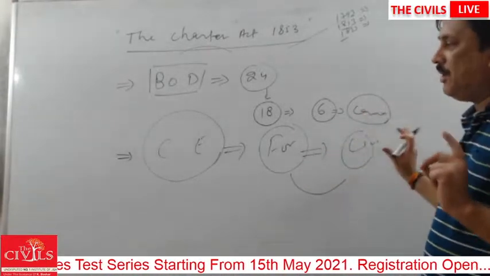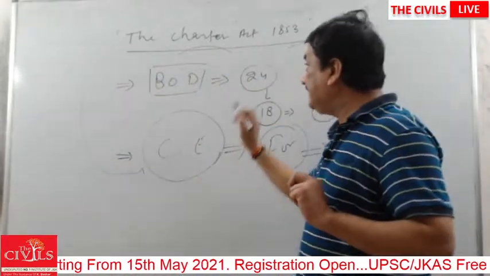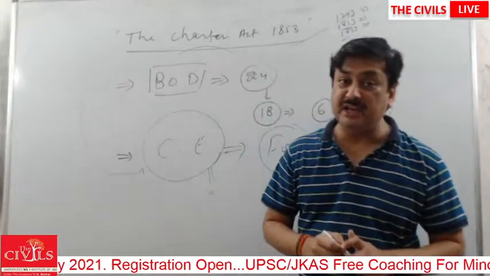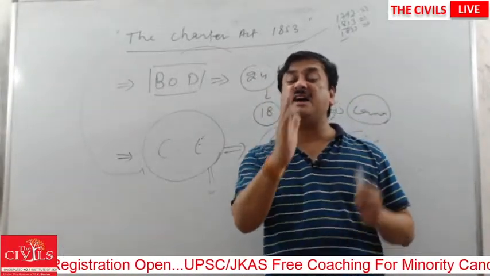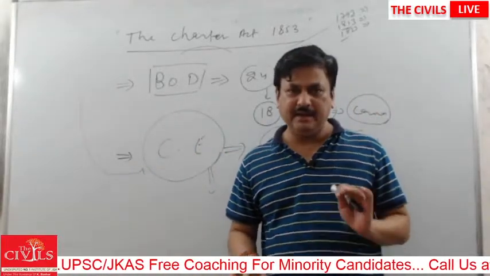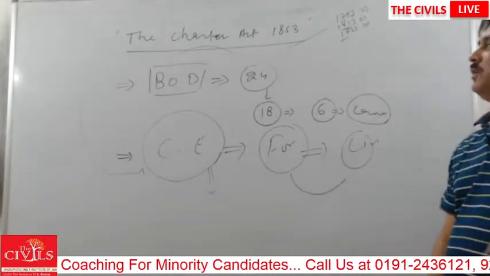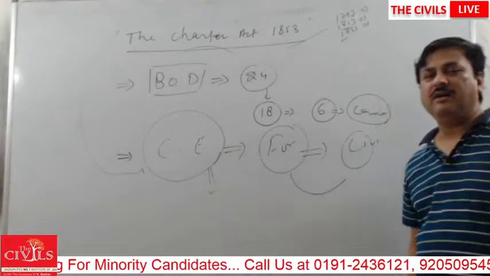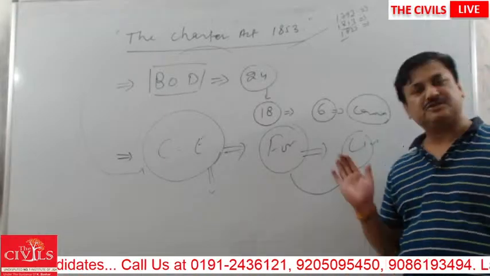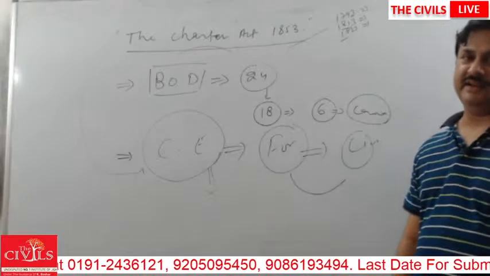This was the most important. By this act, competitive examination was started in India, and it is clearly mentioned there would be no discrimination on the basis of caste, creed, religion, place of birth in this service. So these are the provisions of Charter Act 1853, and this was the last act passed by the British Parliament before 1857.